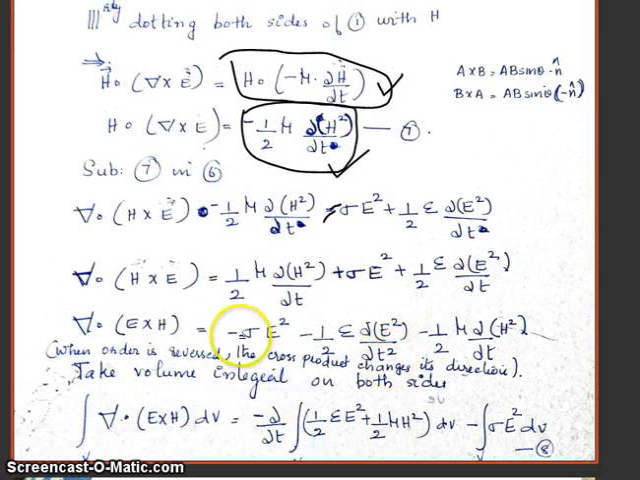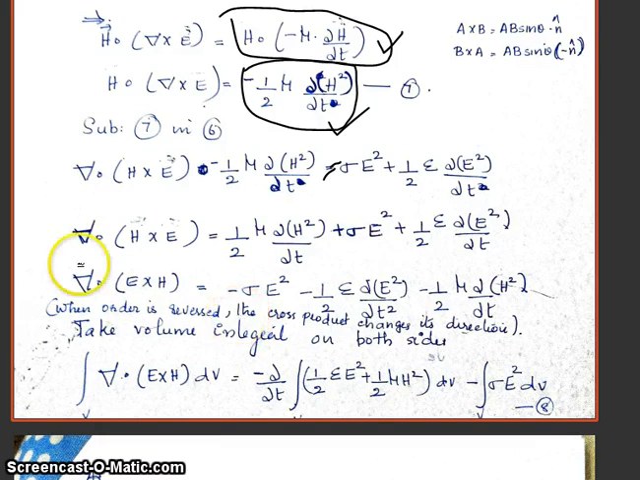So then, here it is written as H cross E. Now I am slightly reversing the order so that I can write del dot E cross H. Here it is written as H cross E, here I am writing as E cross H. That is equal to minus sigma E square minus half epsilon dou E square by dou T minus half mu dou H square by dou T. This equation and this equation both are the same except for the change in sign.